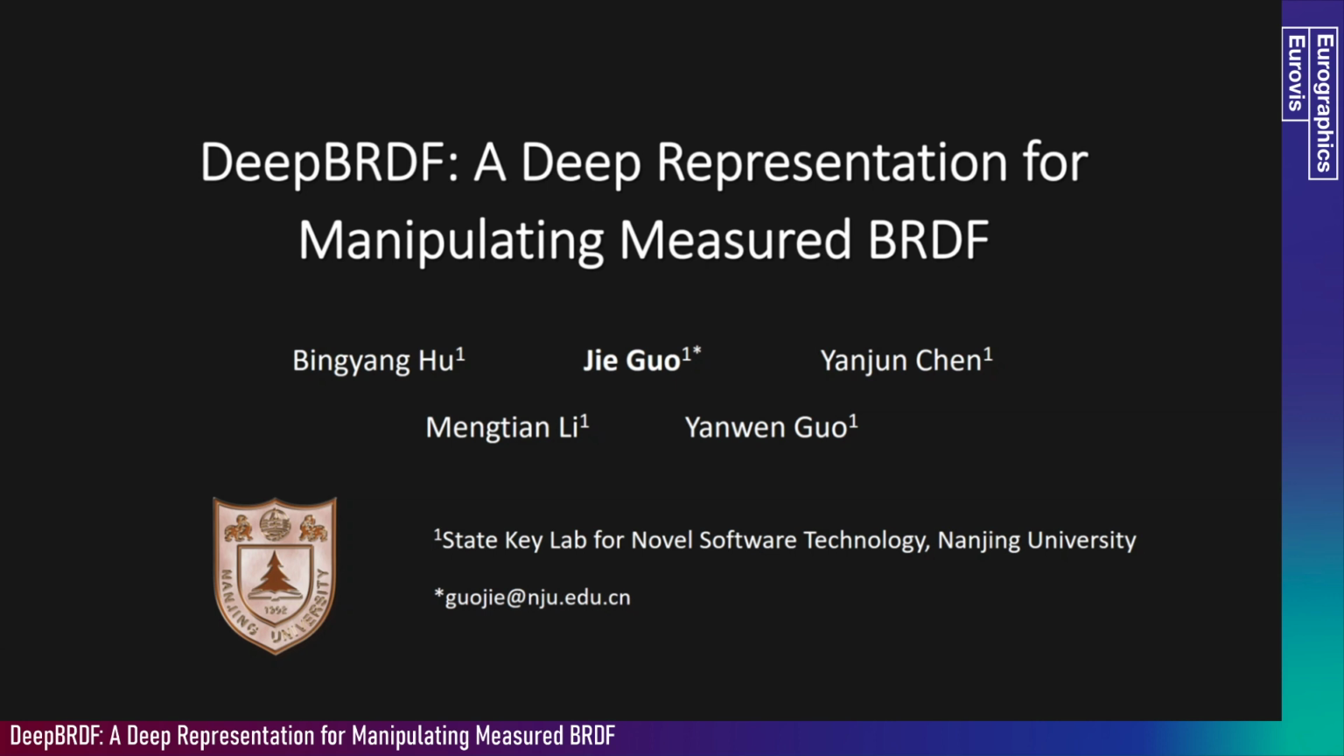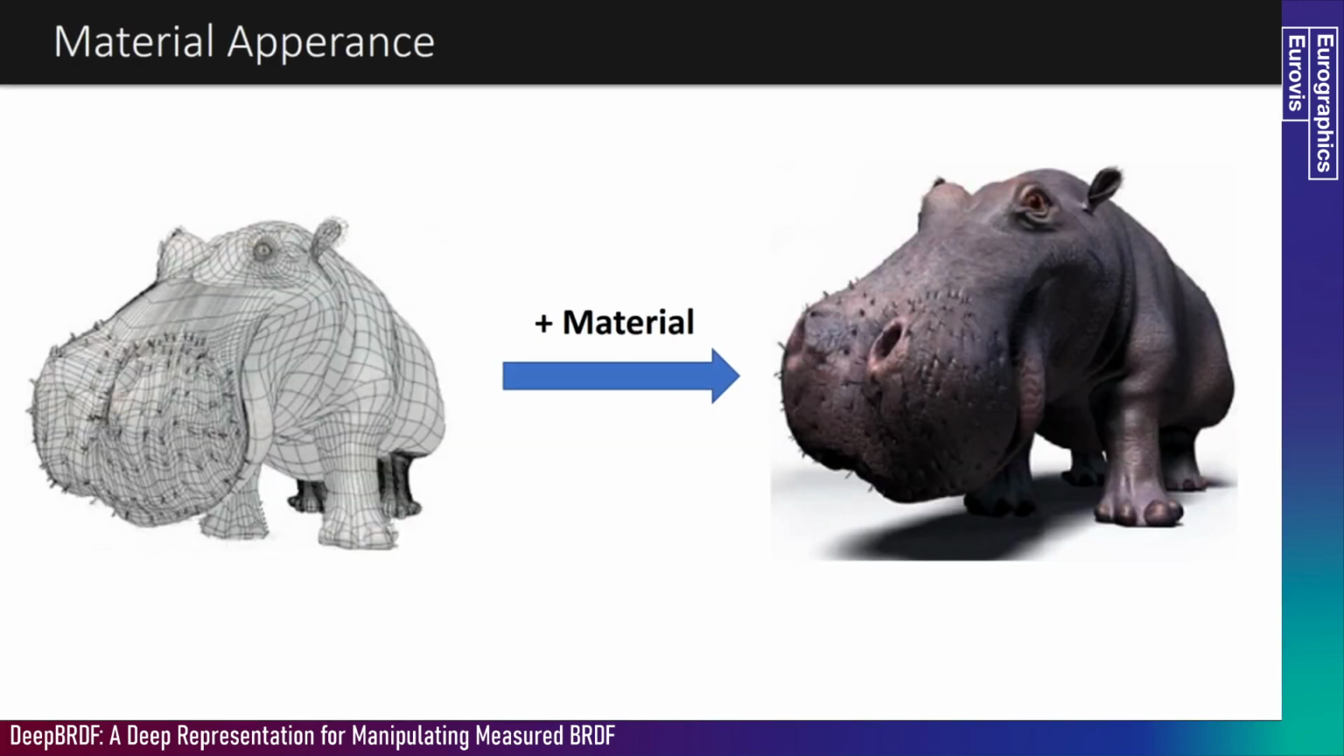Hello everyone, I'm Jie Guo from Nanjing University. It's my great pleasure to present our recent research work on manipulating measured BRDFs using deep learning. Material appearance is an important topic in computer graphics. Throughout the years, many works have been devoted to capturing, modeling, or editing material representations in order to convey a realistic appearance. Currently, these representations are mostly analytical.